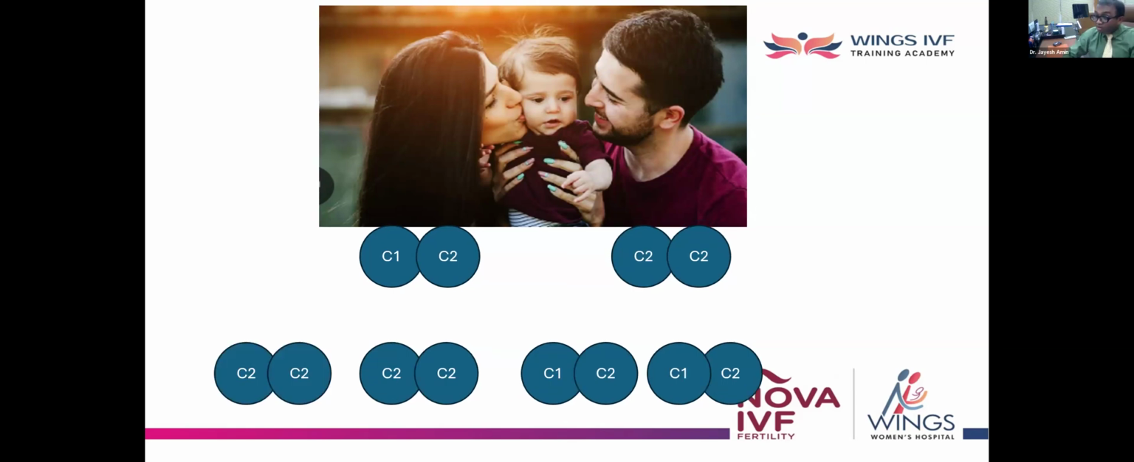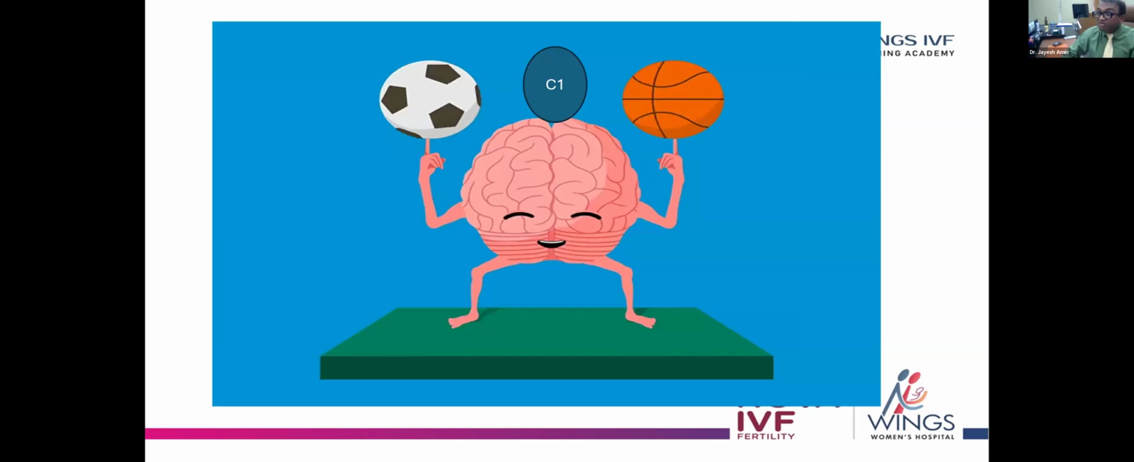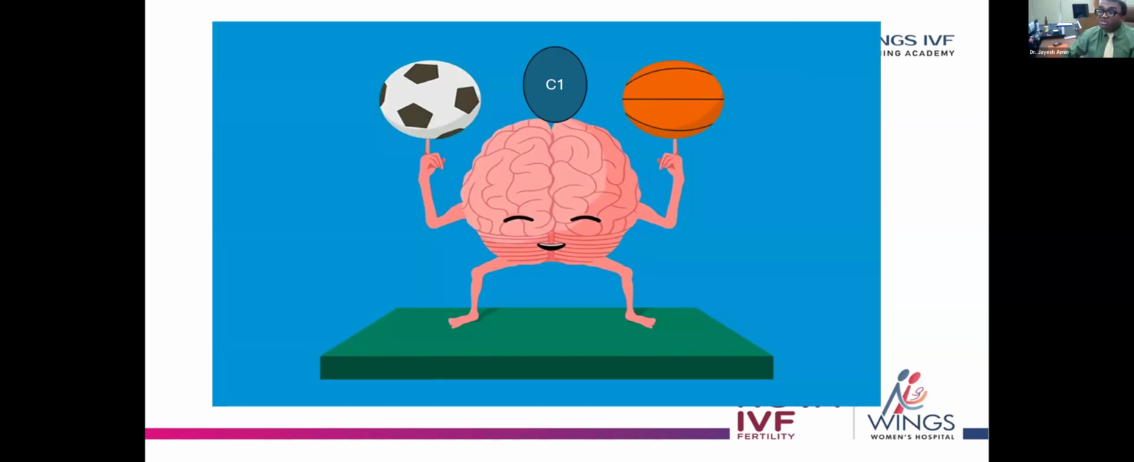But the most important part is when they have more C2. So here, if you transfer 2 embryos, then more paternal C2 will be there, and then more miscarriage. So single embryo transfer is always advisable when there is more paternal C2 homozygosity. But let me tell you something about that.